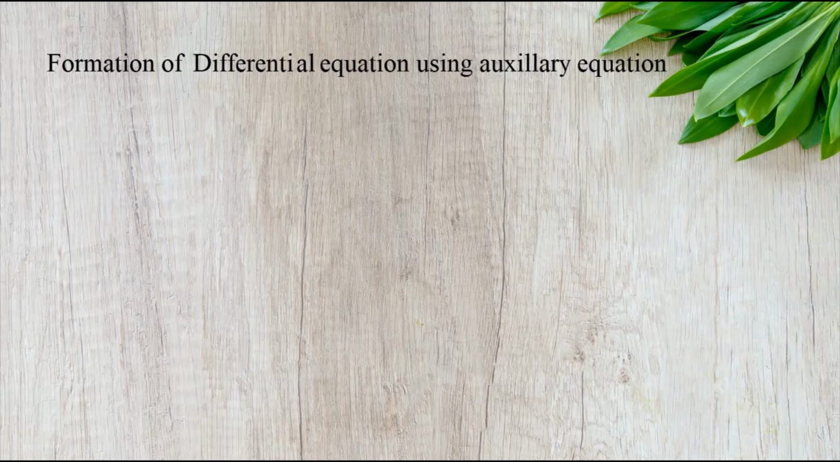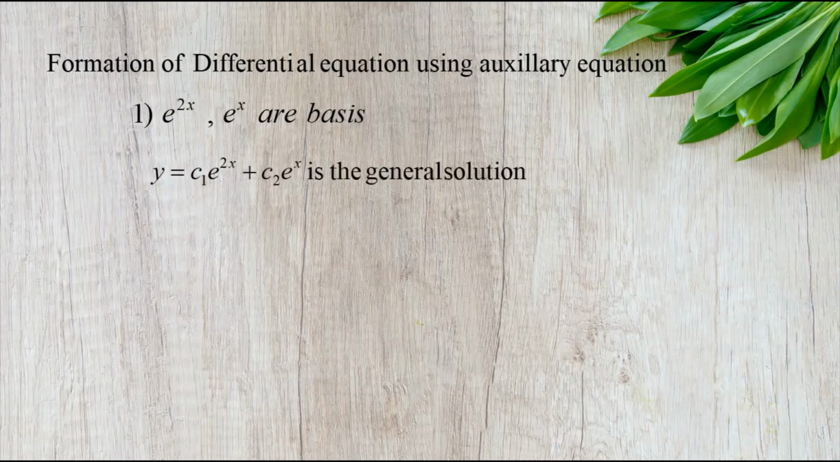Now next we are going to discuss a few more problems related to differential equations. That is, we are forming a differential equation using the auxiliary equation. Given these bases, we have to form a differential equation using them. When the bases are given, you know that by the superposition principle, the linear combination will also be a general solution. So the general solution is y = C1 e^(2x) + C2 e^x.